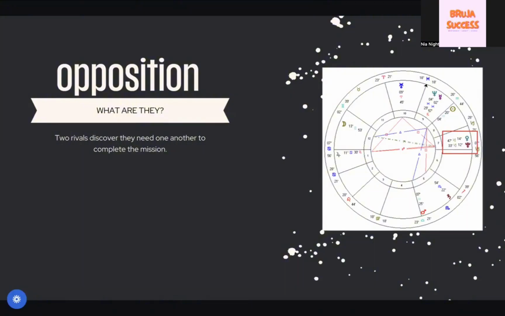Now, the difference between a square and an opposition, because that is also a distinction people can confuse. With the square, the energies want similar things, but they just keep irritating each other. So there's friction, it's triggering, there's pressure. But with an opposition, the energies want completely different things, and they keep butting heads, but they have to come together eventually for the mission because the other energy has what the other doesn't have, if that makes sense. So there's a polarization, there's a contrast, there's an energy mismatch.